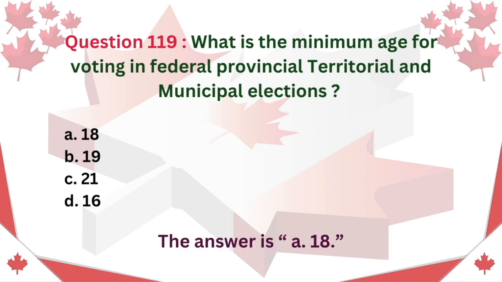Question 119. What is the minimum age for voting in federal, provincial, territorial, and municipal elections? A. 18. B. 19. C. 21. D. 16. The answer is A. 18.